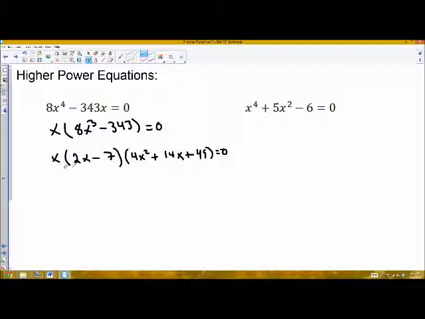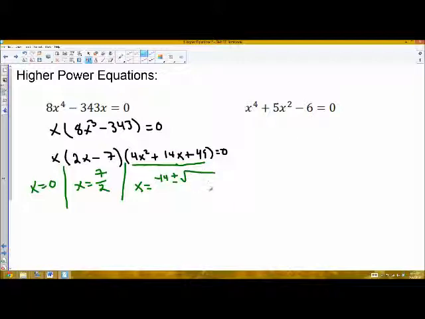solutions are one of the following three. Using the zero product property, one of each of these products could be 0. So the solutions would be either x equals 0 from this first term, x equals 7/2 from the second term, but then to solve this one, we are actually going to have to use quadratic formula. So x equals negative b, which is negative 14, plus or minus the square root.